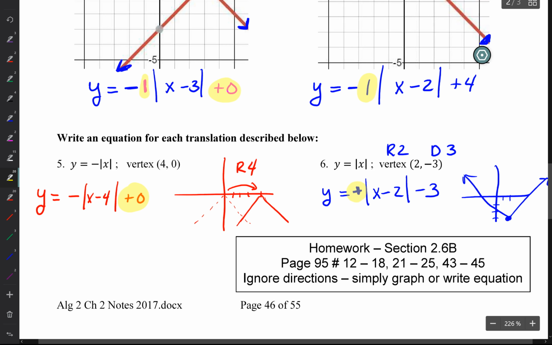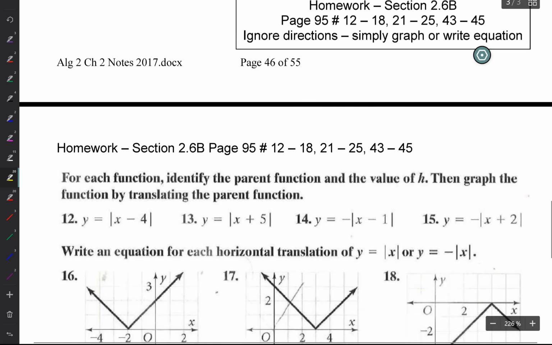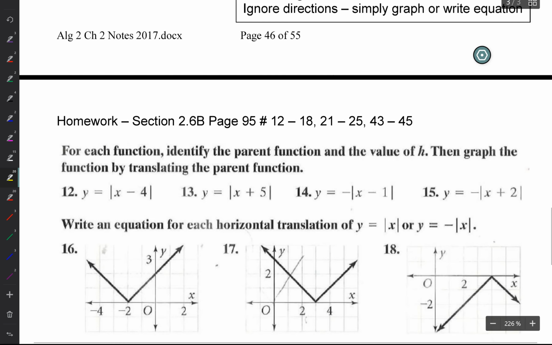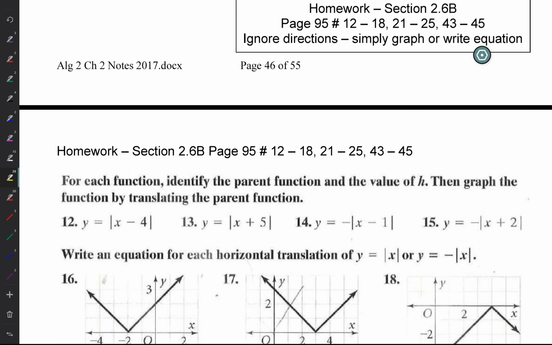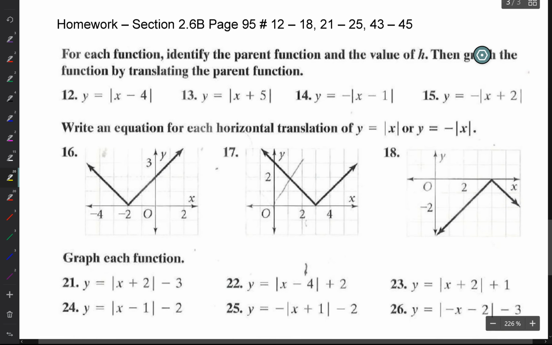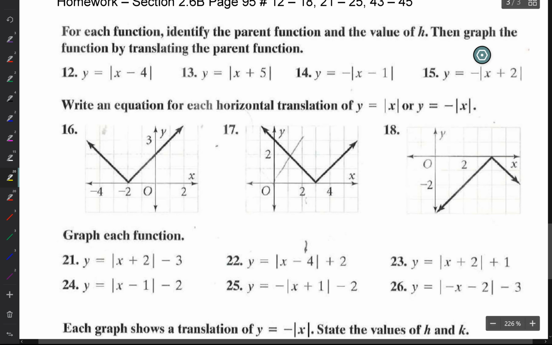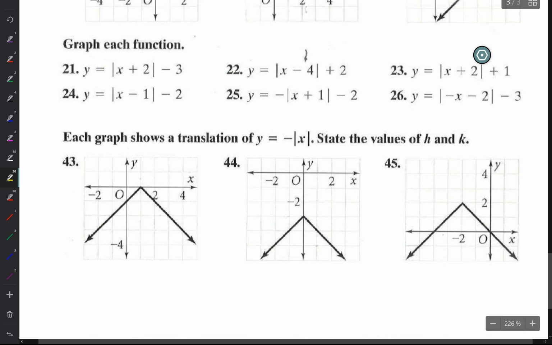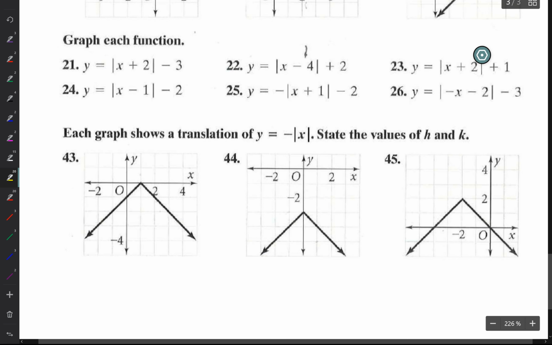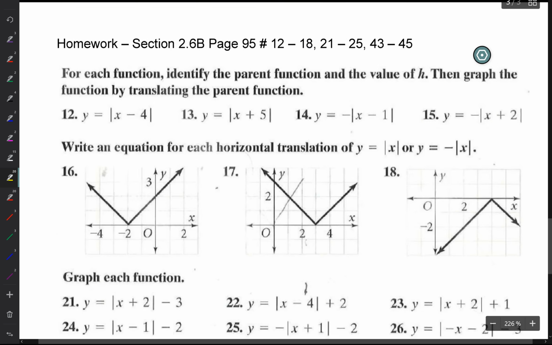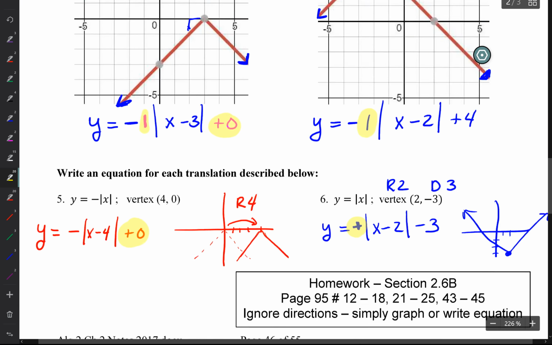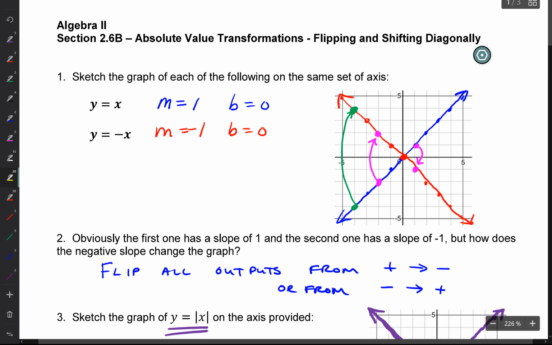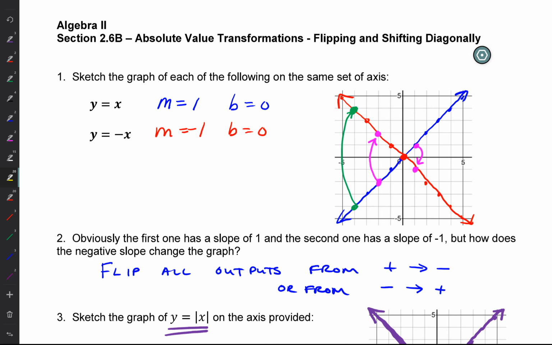All right, as we look at our homework tonight, we've got a couple different situations, 12 through 18. On these, we're just going to be graphing or writing the equation on each one. We have different illustrations: equations to graphs, graphs to equations, once again equations to graphs, and then stating the value of the shifts of x's and y's, and just trying to say, what is the equation for all of these problems with many different presentations. I hope this has been helpful understanding flipping and shifting absolute values diagonally and the key ideas that are involved there.